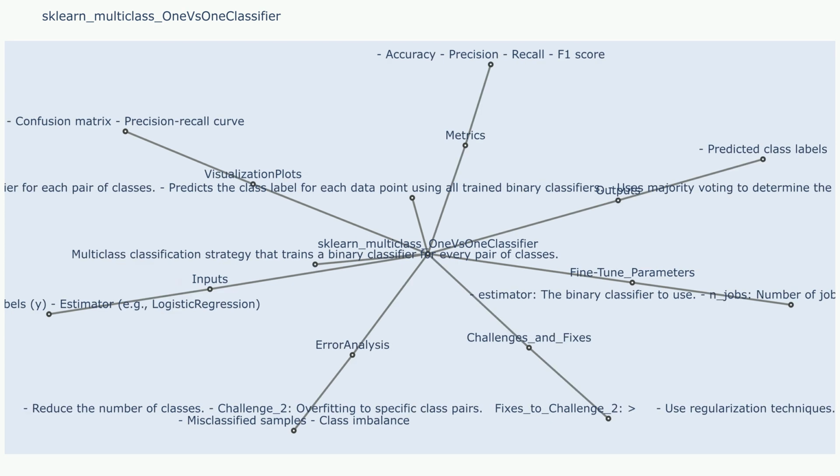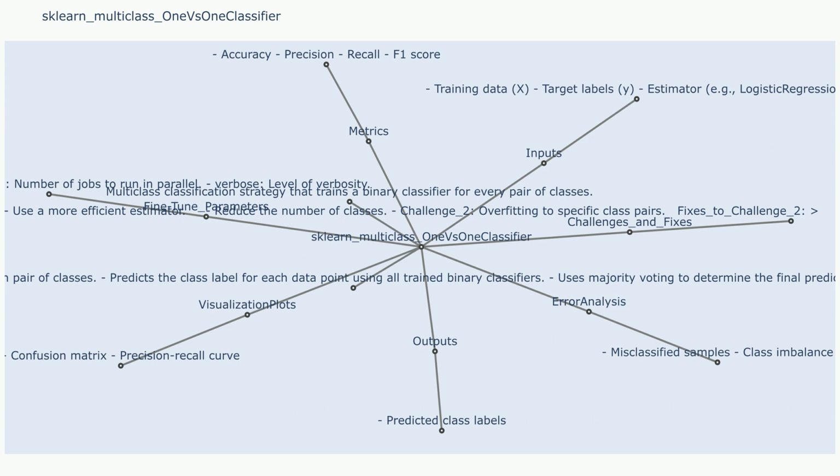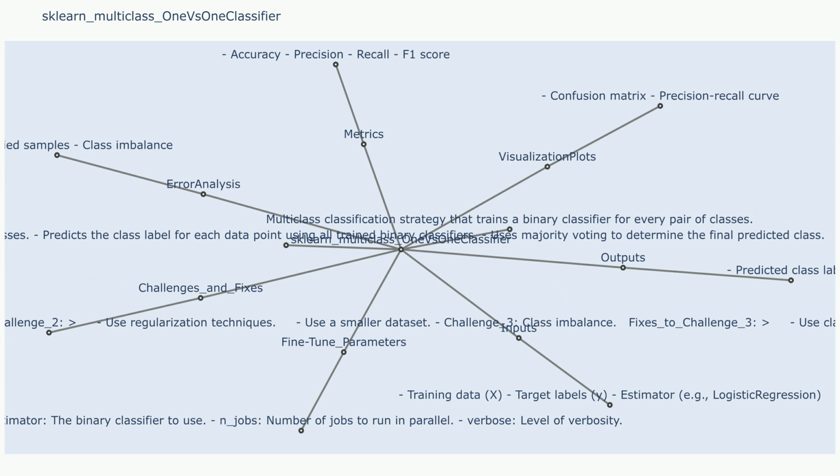The input features for the training data. This is typically a 2D array, where each row represents a sample and each column represents a feature. Y. The target labels for the training data. This should be a 1D array with the same length as X, where each element represents the class label of the corresponding sample. Outputs. Predictions. A 1D array of class labels for the given input samples. Probabilities. Optional. A 2D array of predicted probabilities for each class.